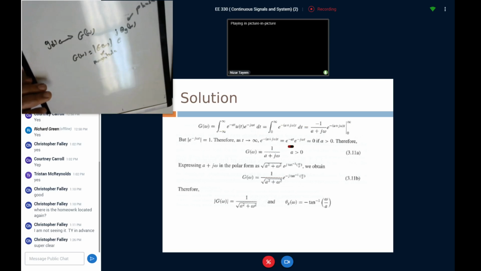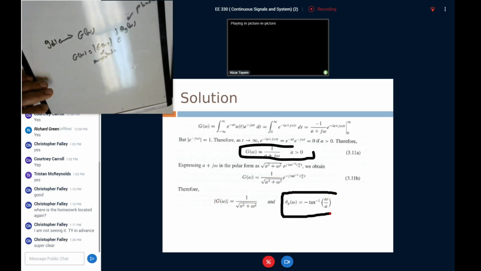So we can find out, this is my G of j omega, 1 over alpha plus j omega. So to find the magnitude, it's going to be 1 over square root of alpha squared plus omega squared, e to the minus j tan inverse of omega over alpha. So the magnitude is going to be 1 over square root of alpha squared plus omega squared. And theta, the phase, is minus tan inverse of omega over alpha.